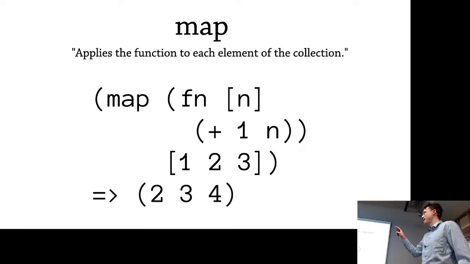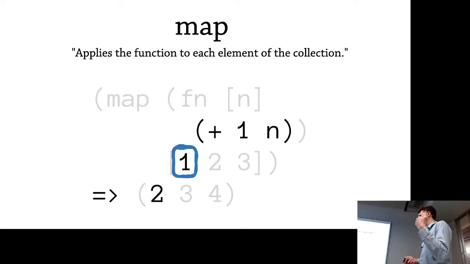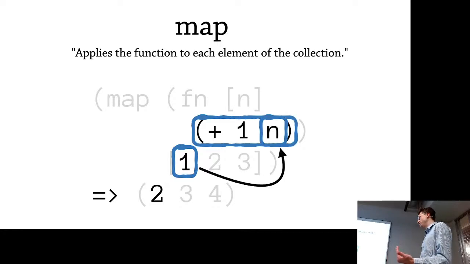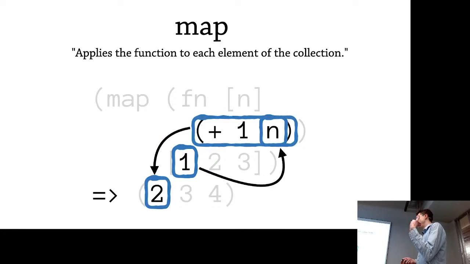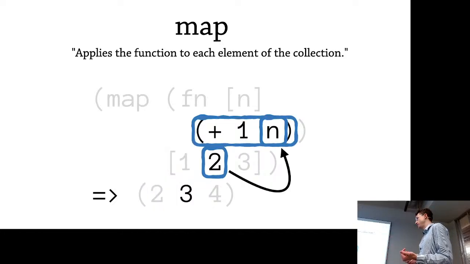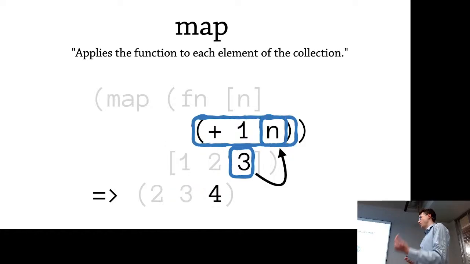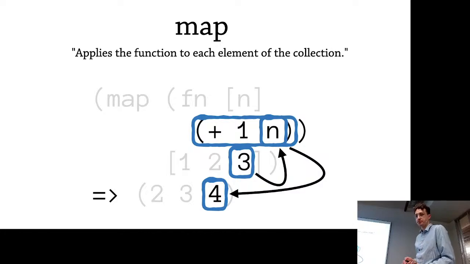Map applies the function to each element of the collection. So if we have 1, 2, 3, and we add 1 to each one, we get 2, 3, 4. The data flow is you take 1, you add 1 to it, and you get 2. So there's 2 arrows. You take 2, add 1 to it, and return 3. Take 3, add 1 to it, return 4.